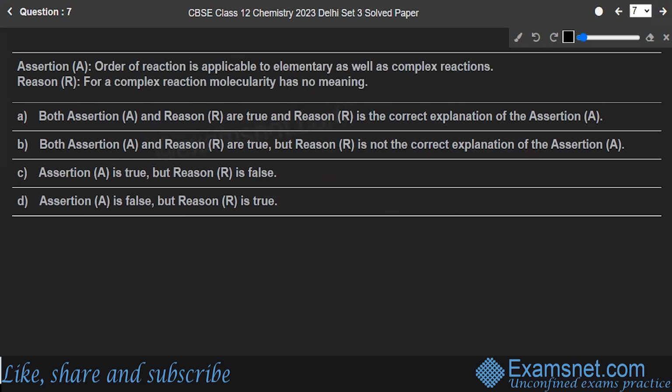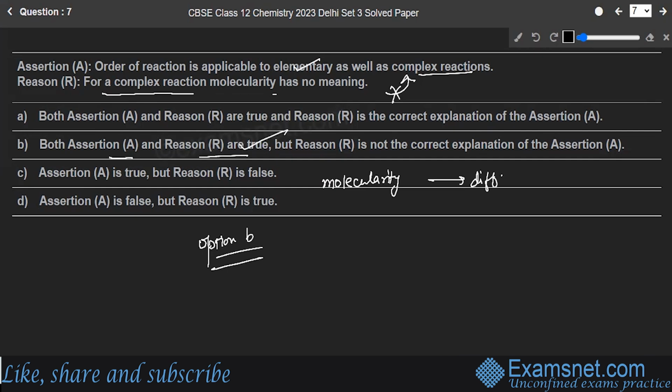Assertion: order of reaction is applicable to the elementary as well as complex reactions. Reason says for a complex reaction, molecularity has no meaning. See here, the assertion and the reason both are correct, but the reason is not the correct explanation for this assertion. Order of reaction is applicable to the elementary as well as complex reactions. This is right. A complex reaction proceeds through several elementary reactions. Number of molecules involved in each elementary reaction may be different. That is, molecularity at every step may be different. Therefore, the discussion of molecularity of overall complex reaction is meaningless. That makes option B the right answer, because assertion and reason are true, but reason is not the correct explanation of the assertion. Hope you understood that.